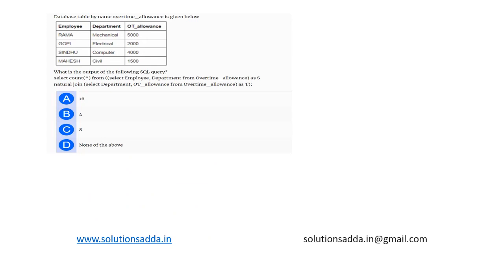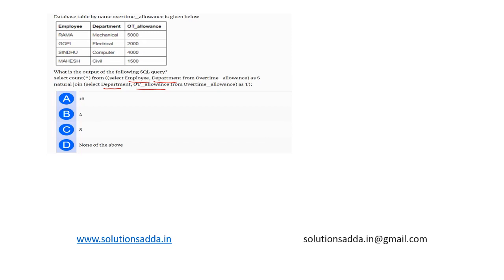This is a question from databases. A database table by the name overtime allowance is given below. We have the columns employee, department and overtime allowance. What is the output of the following SQL query? Select count star from, an inner query is given. Select employee, department from overtime allowance as S, natural join, select department, overtime allowance from overtime allowance as T.